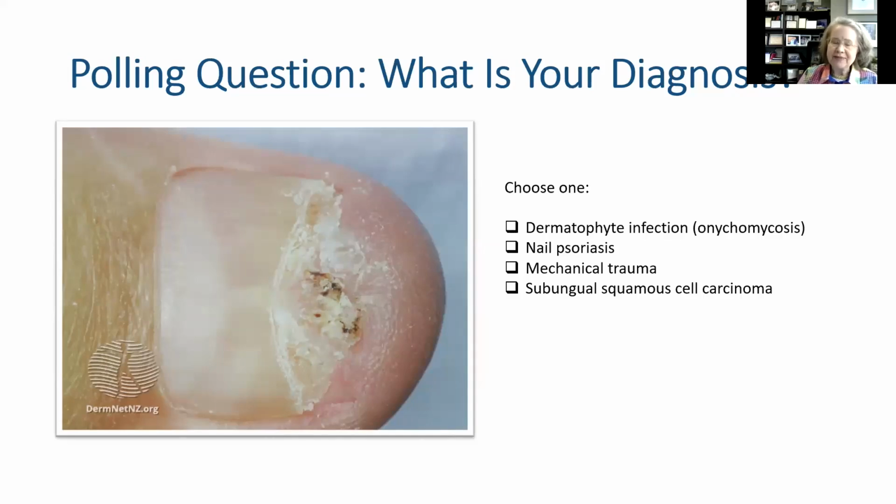This needs a biopsy. I also might consider an x-ray of this digit because what's right below the nail plate? You have bone. So you can get involvement of the bone with squamous cell and other carcinomas under the nail. So that may be something to consider doing. Next slide.